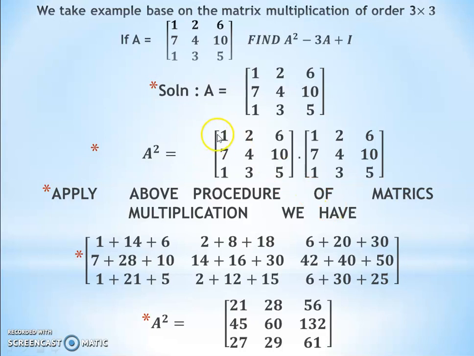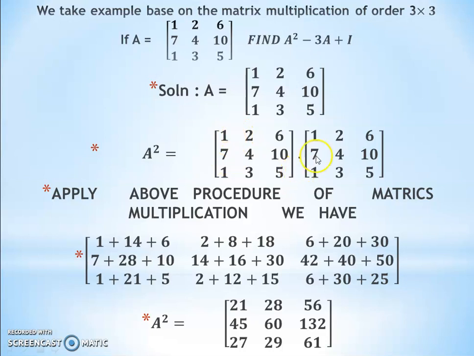First row, first column. 1 into 1, 1. 2 into 7, 14. 6 into 1, 6. First row, second column. 1 into 2, 2. 2 into 4, 8. 6 into 3, 18. Now first row, last column. 1 into 6, 6. 2 into 10, 20. 6 into 5, 30.